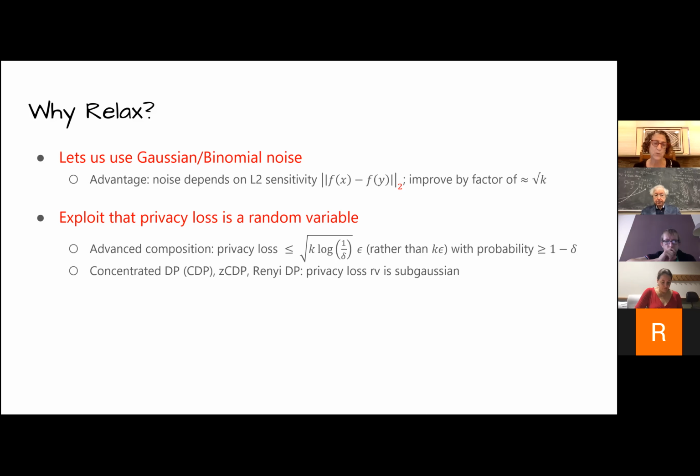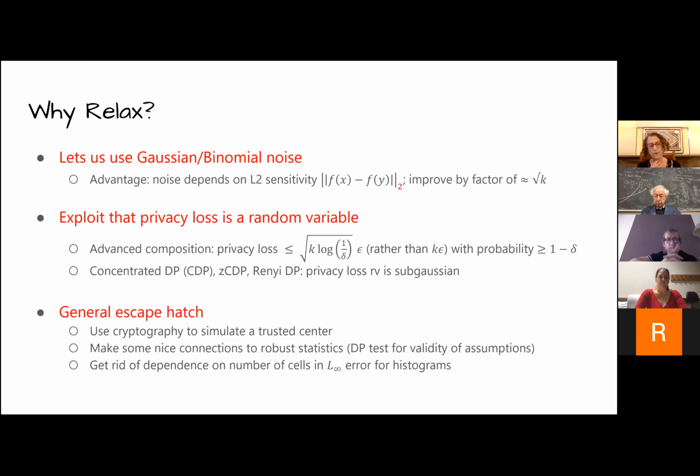It turns out that when you're actually running a differentially private algorithm, privacy loss is actually a random variable, and we will define privacy loss formally, so you'll see what I'm talking about. And when you decide to engage with that fact, you can exploit the fact that privacy loss is a random variable. And this will lead us to something called the advanced composition theorem and other relaxations, such as, in particular, concentrated differential privacy. And we will get to that.